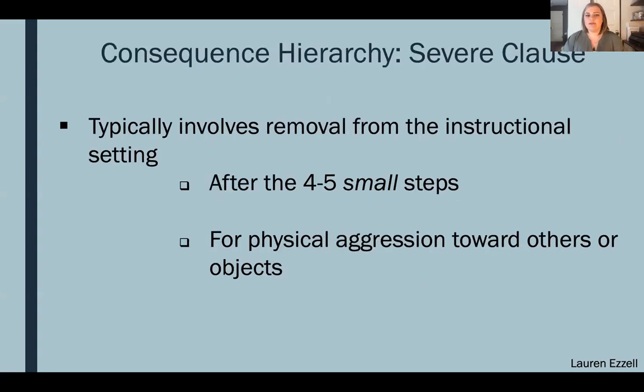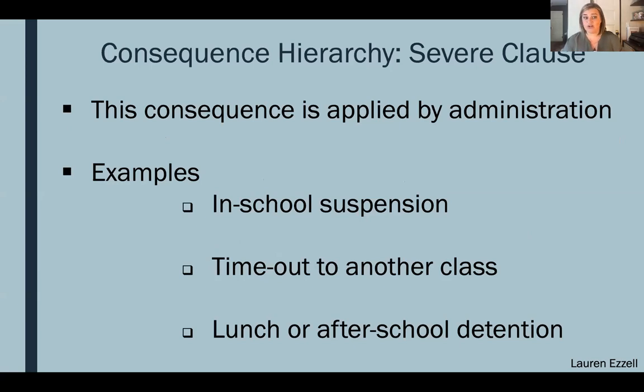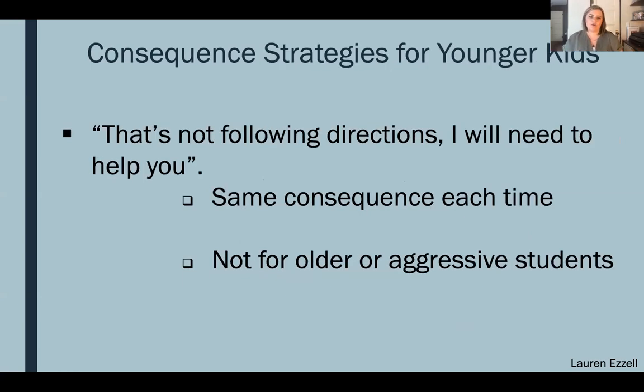Now, in your consequence hierarchy, there's a severe clause. This typically involves removal from the instructional setting. So this happens after the 4 to 5 small steps, okay? Or if there's any physical aggression towards others or objects. You want to make sure that aggression is taken care of real quick, okay? You want to make sure that it is hit with the severe clause, because if you let it continue, it's going to get worse. Now, the severe clause is typically applied by the administration. So this would be in-school suspension, time out to another class, lunch or after school detention. Now, for younger kiddos, you might say, that's not following directions. I will need to help you. And that might be a physical prompt, but it's the same consequence each time. Now, this is not good for older or aggressive kiddos.